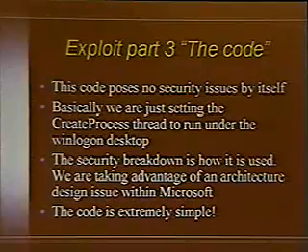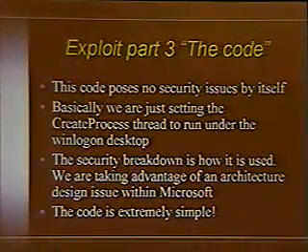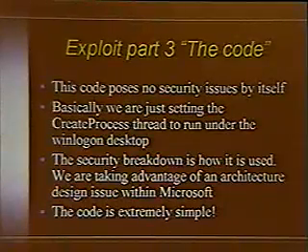Exploit part 3, the code. This code that we put together poses no security issues by itself. Basically, we're just setting the CreateProcess thread to run under the Winlogon desktop. The security breakdown is how we use it. It's the methodology. We've discovered an architectural issue with the way utility managers run on the system, and the ability to run it prior to ever logging on and get it to launch at system level.